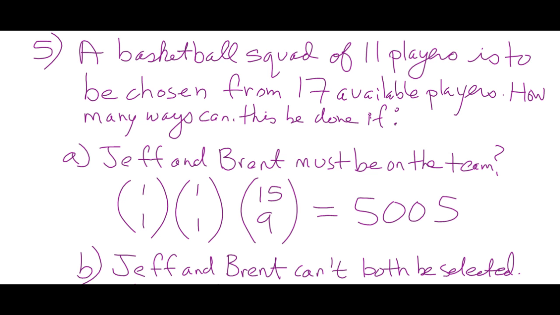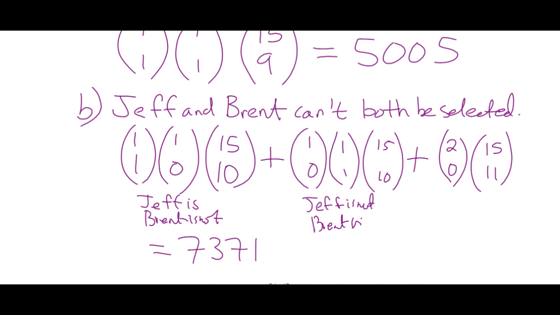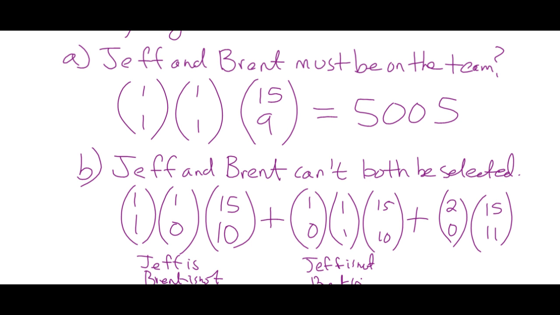Oh, back up one sec. The other way we can do this is this. We know they are both on the team, right? So what's the opposite of they both can't be on the team? The opposite is they both are on the team. So we could also work out part B by saying 17 choose 11.